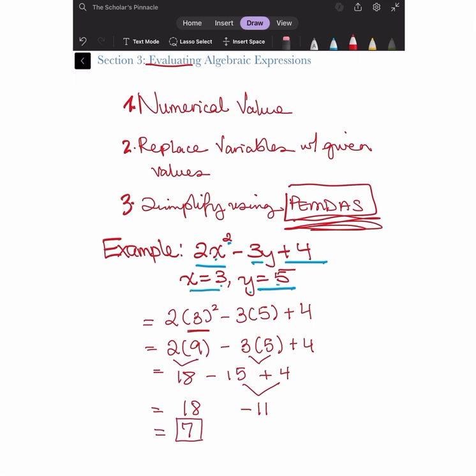Make sure you always substitute carefully and follow PEMDAS to avoid any mistakes. Let me know if you have any questions about this example.